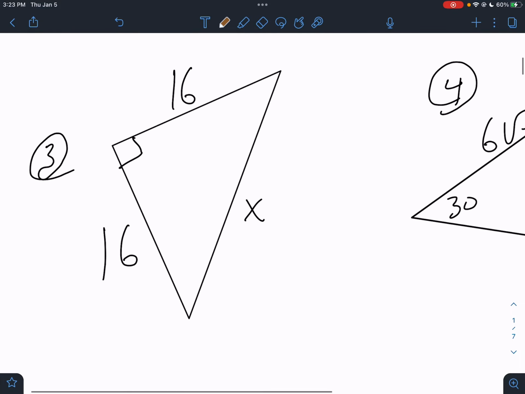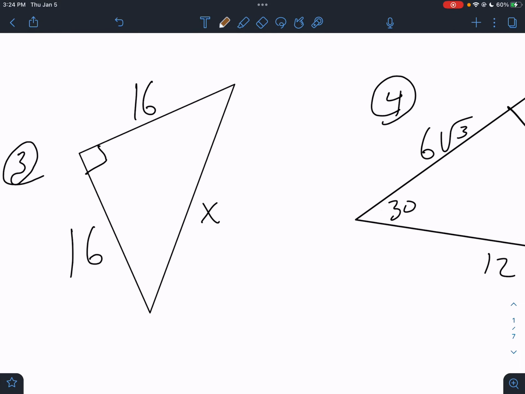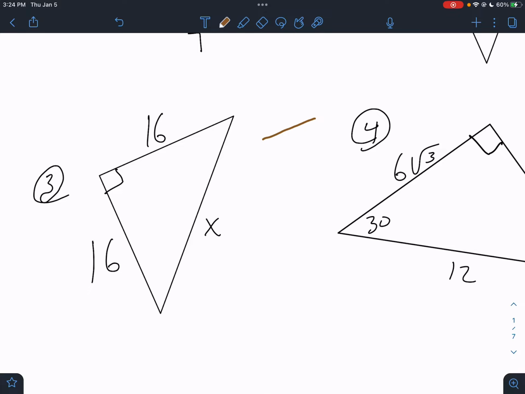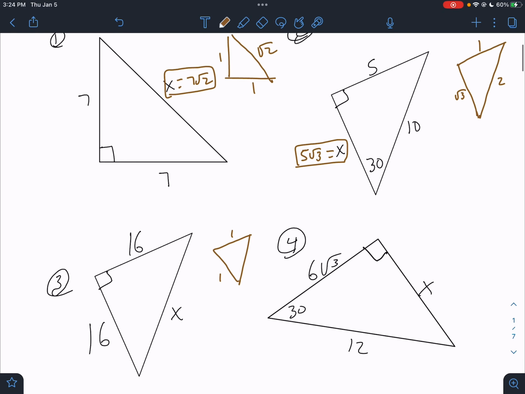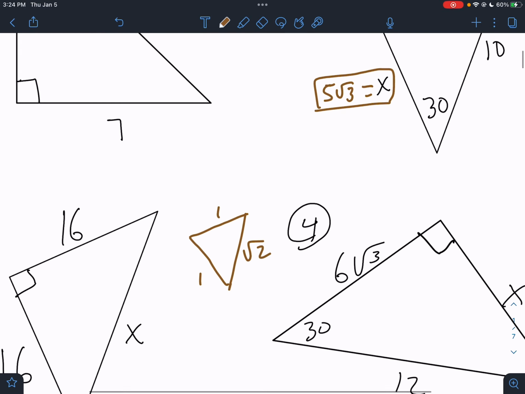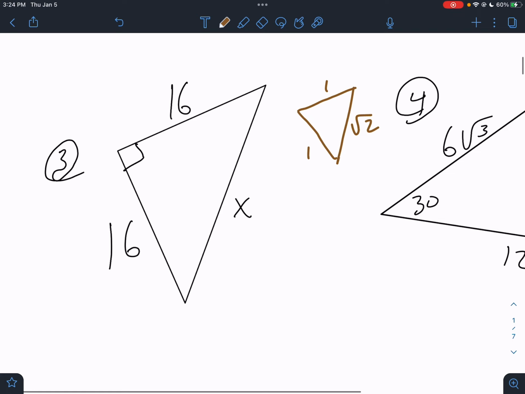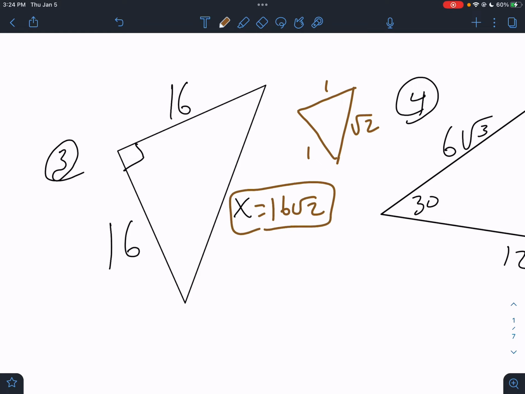I'm going to go a little bit quicker on the rest of these, but this is 16 and 16. We actually have the same situation on number 1, right? Divide by 16, you get 1 and 1. Well, when it's 1 and 1, what's going to be the hypotenuse? It's going to be the square root of 2. So 16, we divided by 16 to make the small one. We're going to multiply by 16 to go back to the big one.